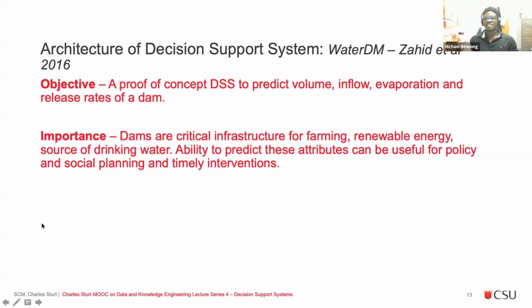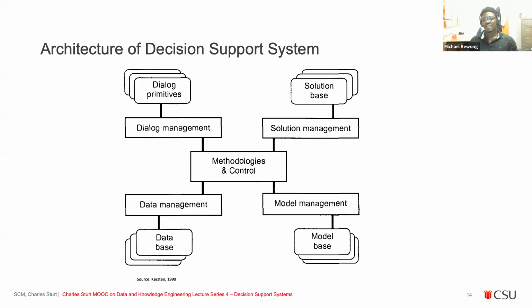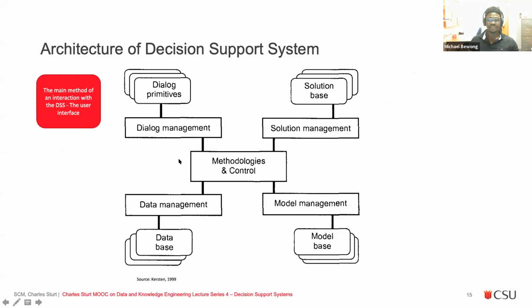To make such a decision support system, the general architecture has 4 main components. We may talk about the dialog primitives, which is just a fancy name for user interface. We may talk about the database management, the model management, and then the solution-based management. The user interface is the main point of contact between the decision maker and the whole system. So arguably, it might be the most important part of the system.